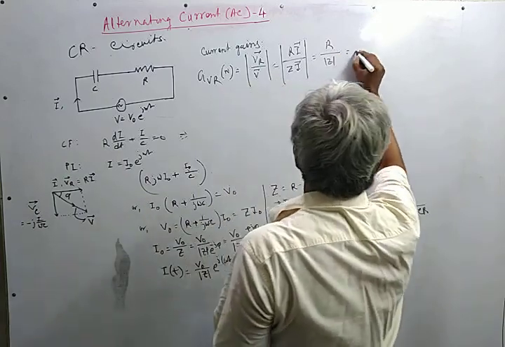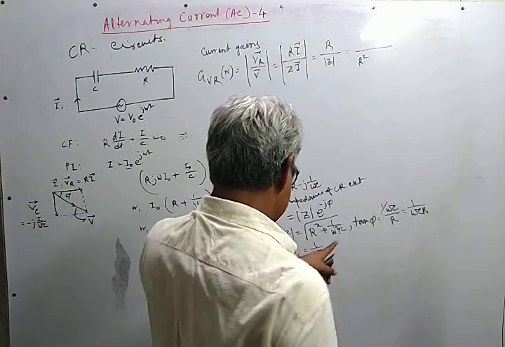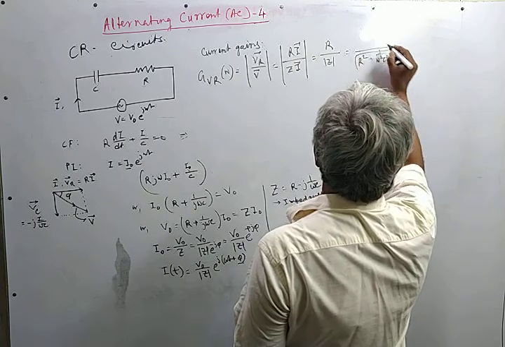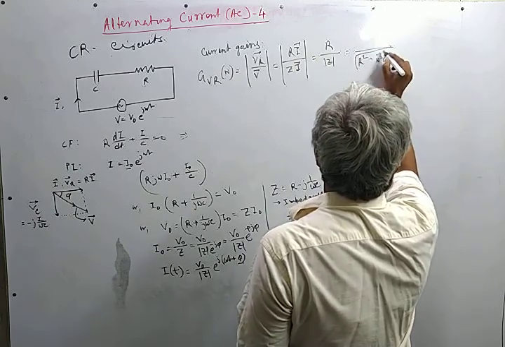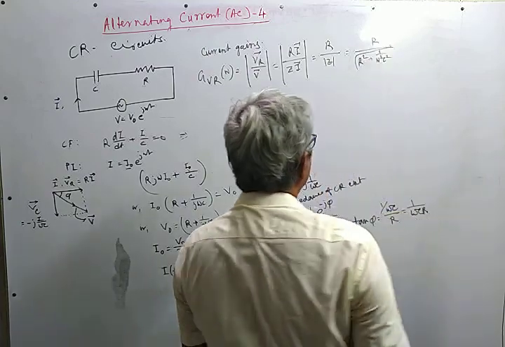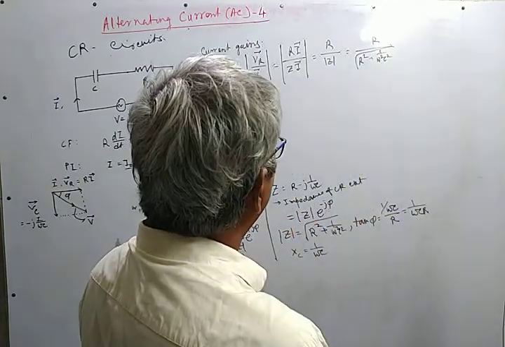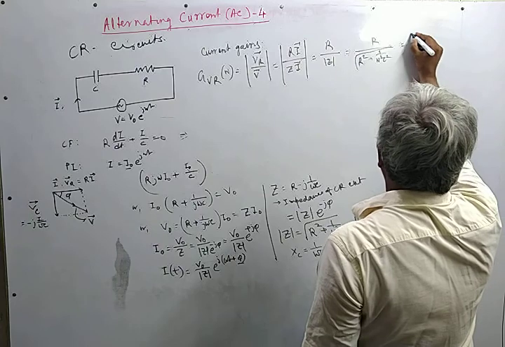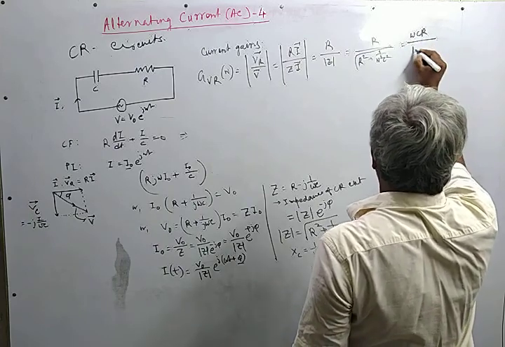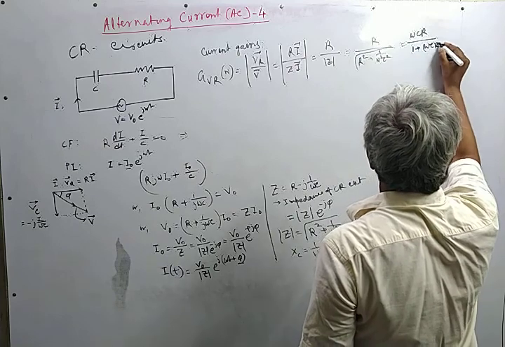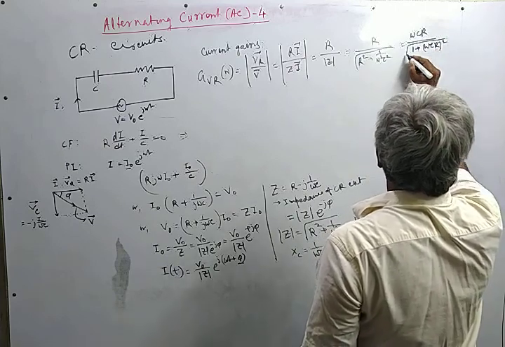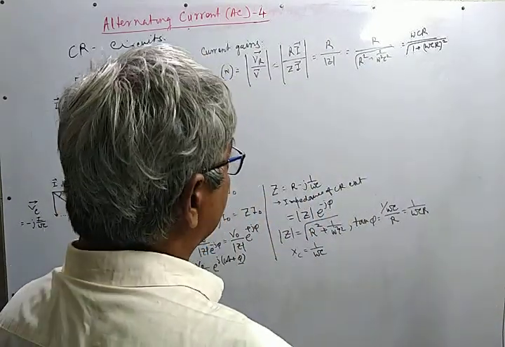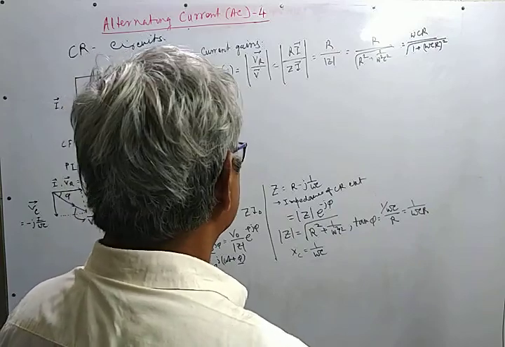For this we write modulus of Z as the square root of R square plus 1 upon omega square C square, so the gain is R divided by that. If we multiply all through by omega C, we get it as omega CR by the square root of 1 plus omega CR whole square. We see that as omega is 0, this is 0, and as omega tends to infinity, this tends to 1.